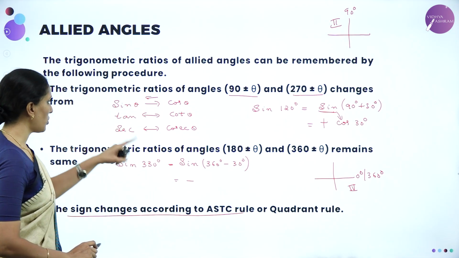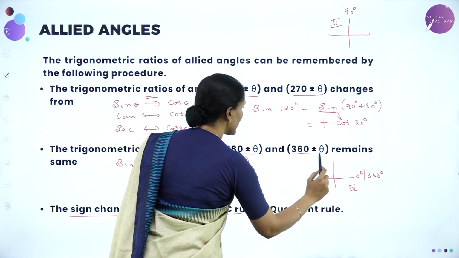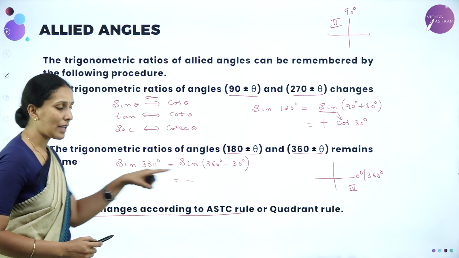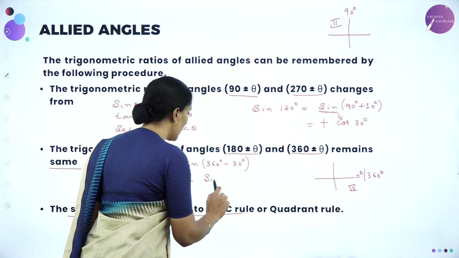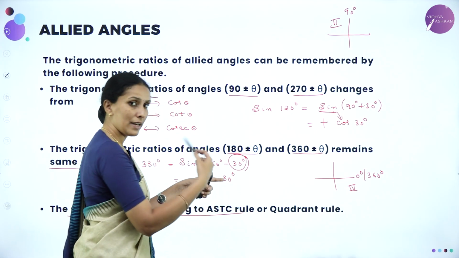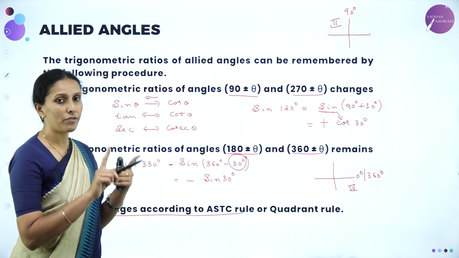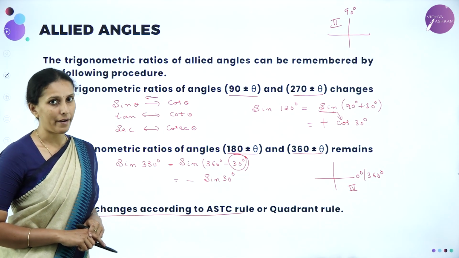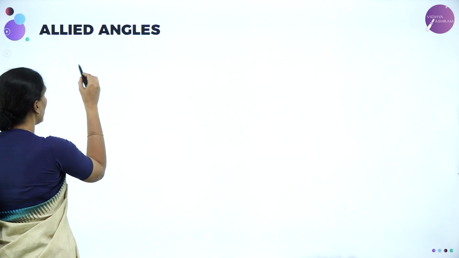Next rule is we need to change the function only if the ratios are expressed in 90 or 270. Since the ratios are expressed in 180 plus or minus theta or 360 plus or minus theta, and my ratio is 360 minus theta, in such case the ratio will be the same. So that means sine will be sine 30 degree only. So this theta is important to write in the next step, and here the function will never change. Only the sign of the function may change depending upon the ASTC rule or quadrant rule. So now let me take examples of all the allied angles.